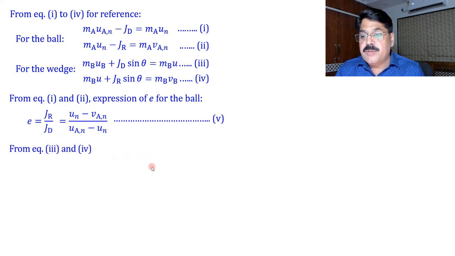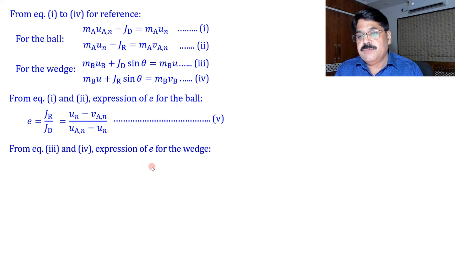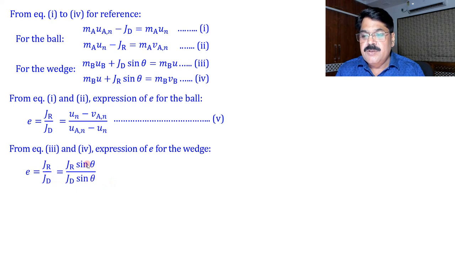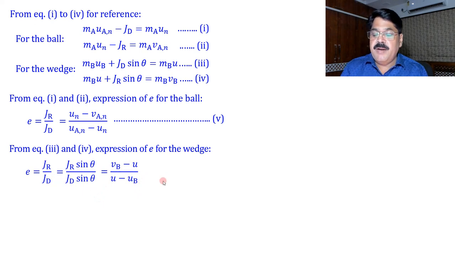From equation third and fourth, expression of E for the wedge. So E is equal to JR upon JD. So it will be JR sin theta upon JD sin theta. Sin theta and sin theta will cancel out. So what we have here? VB minus U upon U minus UB. So you can verify it, very simple idea.